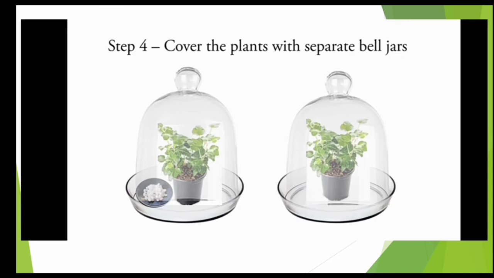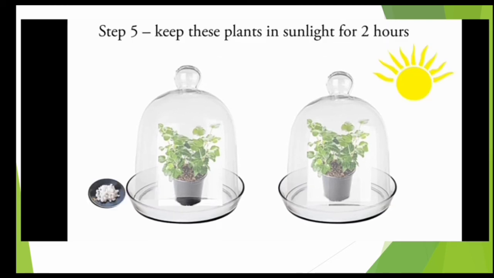the carbon dioxide present inside the jar, and in absence of carbon dioxide starch can't be prepared. When we put iodine solution on that leaf, if the color changes to blue or black, then we can say that starch is present there, but if no change is seen, it means starch is not present. Keep these plants in sunlight for 2 hours.